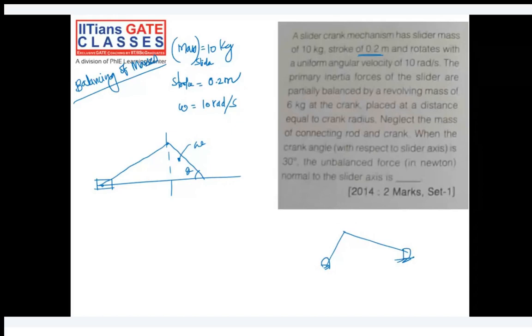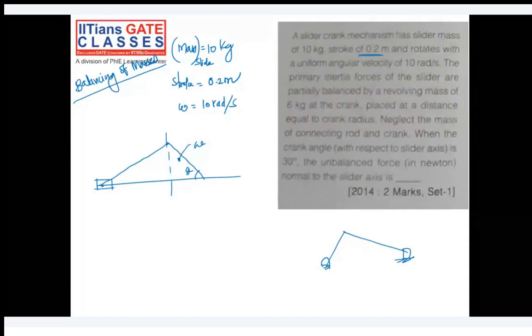The unbalanced force is m r omega square sine of 30 degree. Mass is given to you. The only thing you have to calculate is r. The stroke is 2 meter from this. What is the value of r? Because 2r is the stroke, r should be equal to 0.1 meter. 0.1 meter means 100 millimeter.